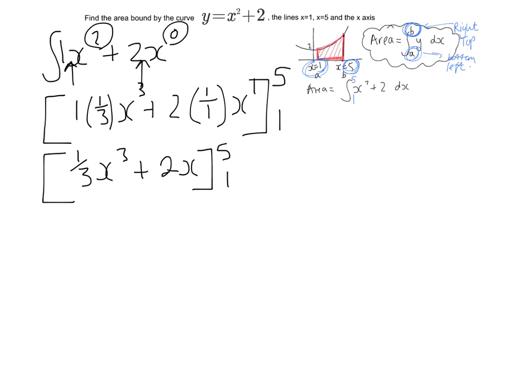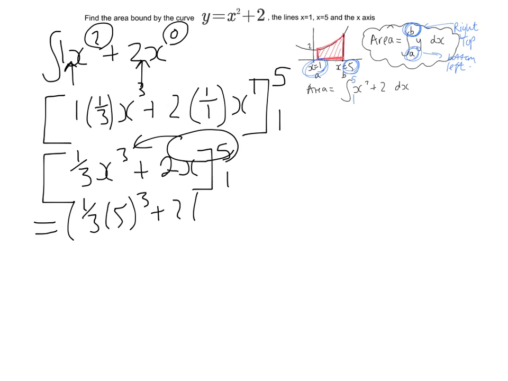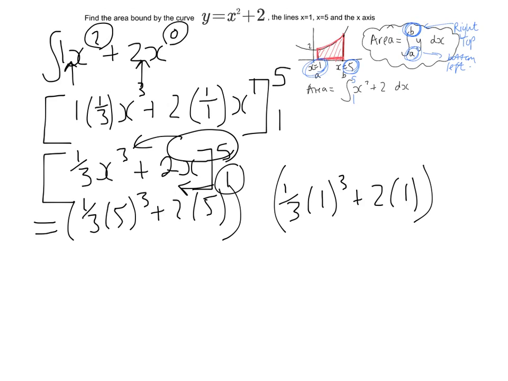Now going out of the square brackets into the curly brackets, I'm going to put the 5 in first: a third times 5 cubed plus 2 lots of 5. Now I'm going to feed the 1 in: a third times 1 cubed plus 2 lots of 1. And don't forget our little trick: when we did 5, we would have found the area all the way up to 5, but we want to take off that little area up to 1. So there's a big subtraction sign in the middle.